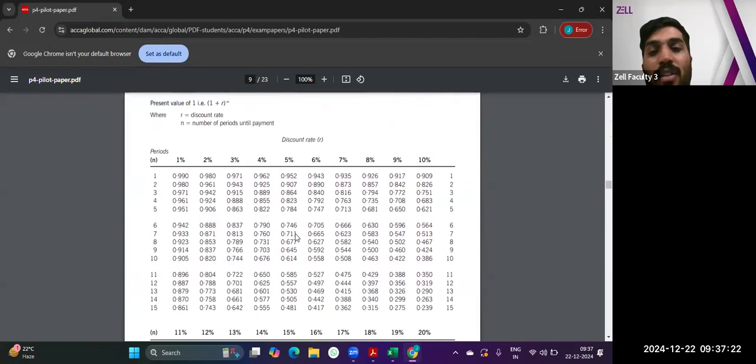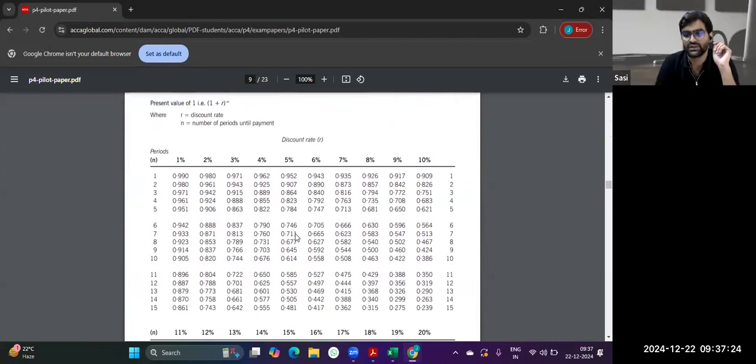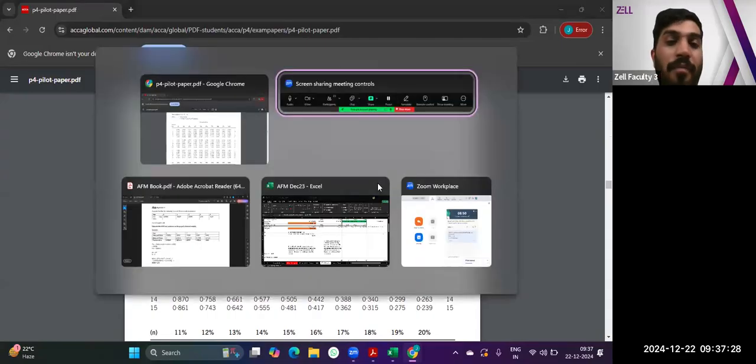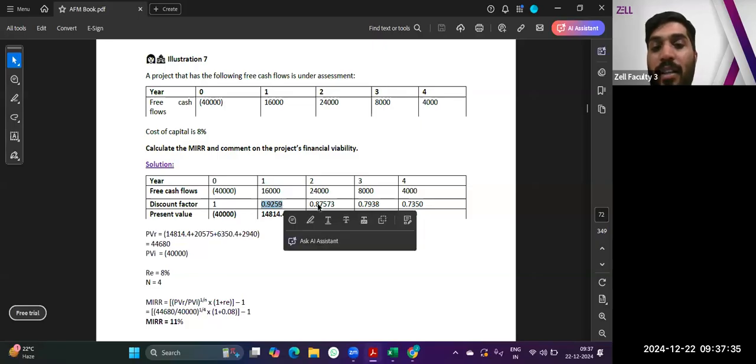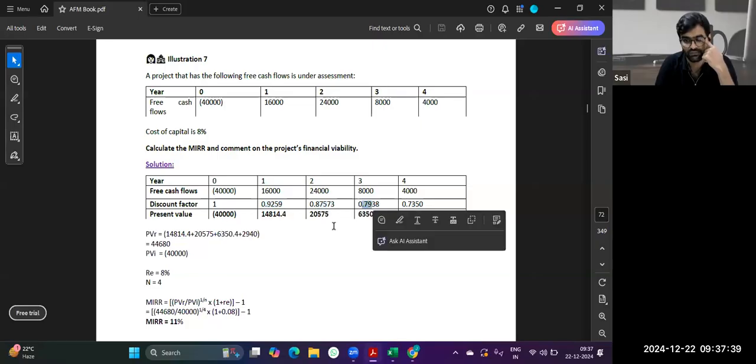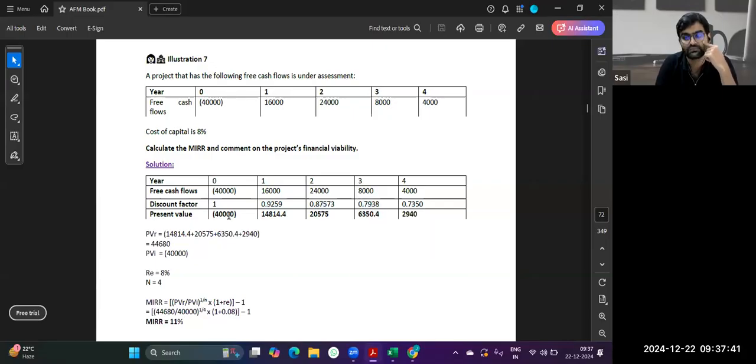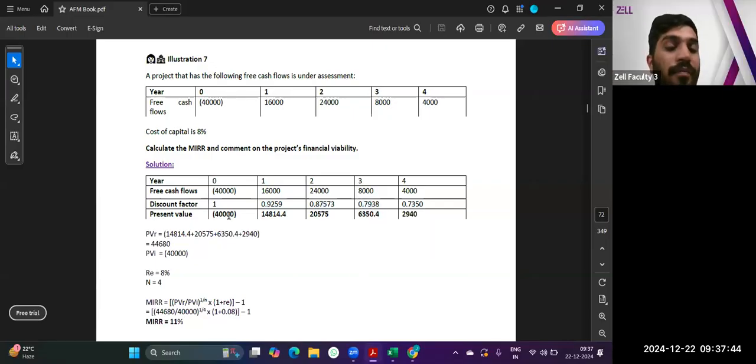Okay. What's the discount rate? 8%. So this particular column. Yes, sir. Now, so 0.9259, 0.857, 0.793, 0.735. We calculate the present value. Okay, we multiply the cash flow with the present value factor and we do it.